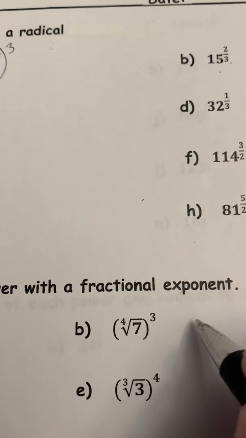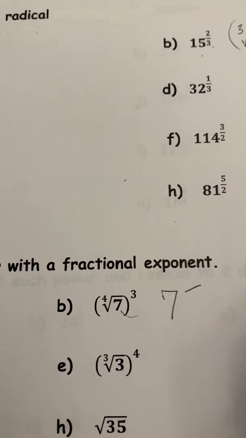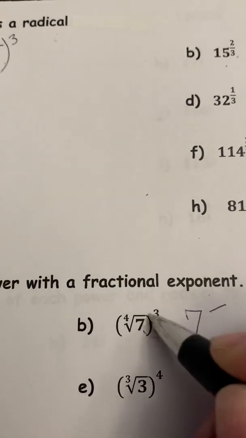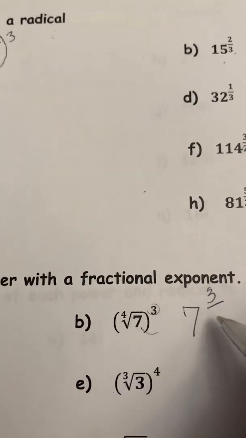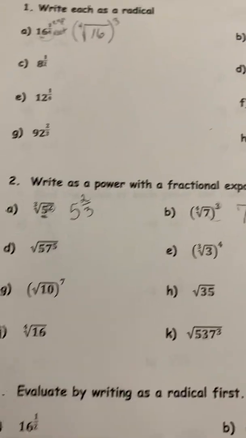Okay, so we know we're going to write it as a power. The radicand becomes the base. I know I'm going to have a fractional exponent. Okay, my exponent is here, goes on the top number. My root is on the bottom, becomes the denominator of my fractional exponent.